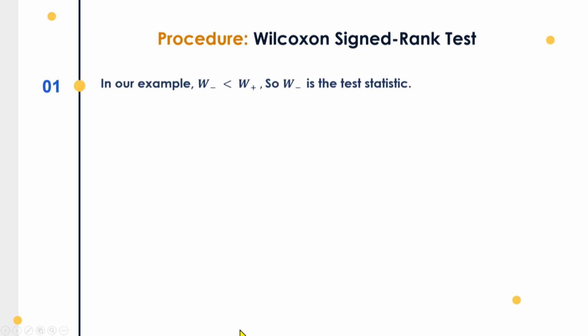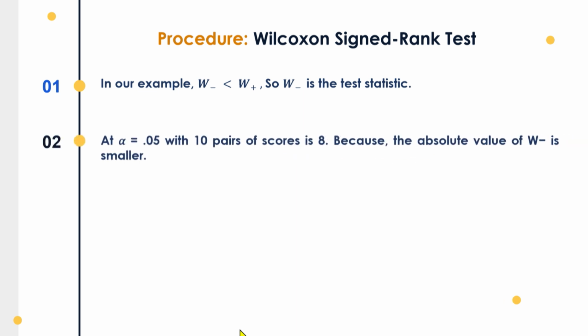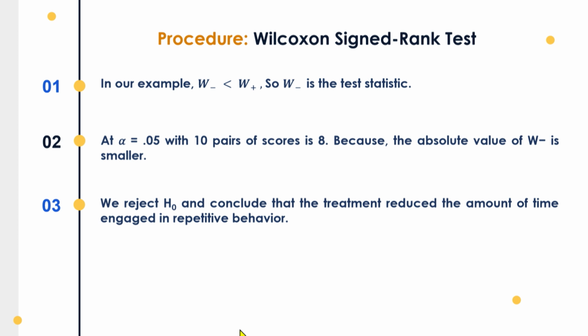Next, let us see how to conclude. In our example, W minus is less than W plus; you may remember it is 6.5, so W minus is our test statistic value. At alpha equal to 0.05 with 10 pairs of scores, the critical value is 8, as given in the table. Because the absolute value of W minus is smaller than the critical value, we reject H naught and conclude that the treatment reduced the amount of time the children engaged in the repetitive behavior.